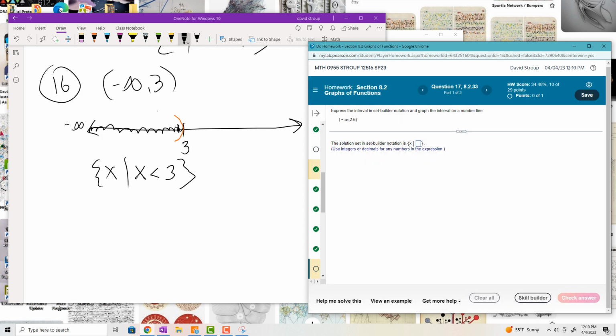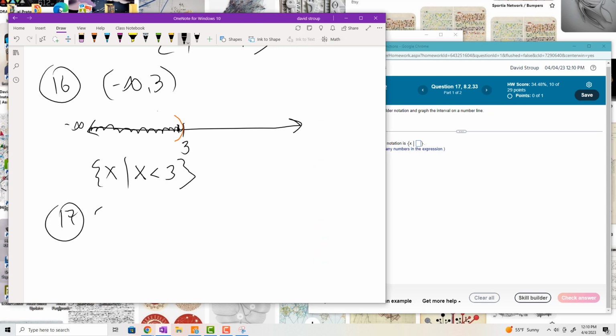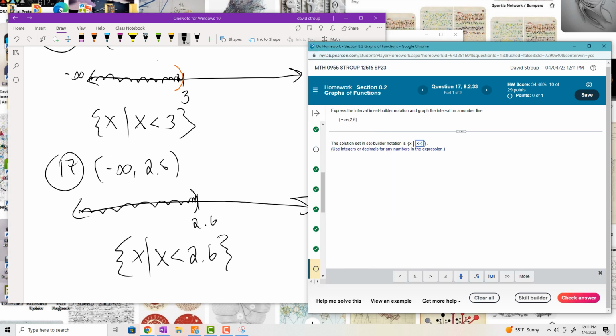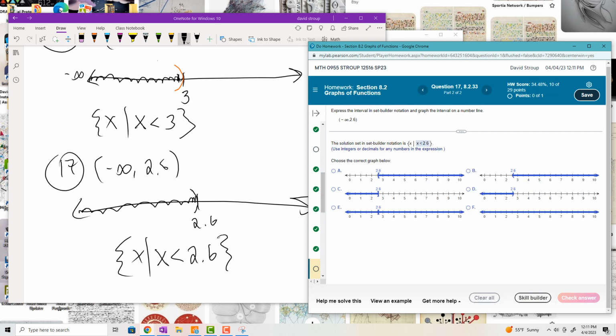Okay, this is the same thing, but with a decimal value. It works the same way. It's no big deal. Negative infinity to 2.6. So there's our number line. Here's 2.6. So this just means anything to the left of 2.6. So anything over here. We don't include 2.6. In set builder notation, it's anything less than 2.6, x in curly brackets, so x less than 2.6. Yay. Don't include 2.6, so it's D.